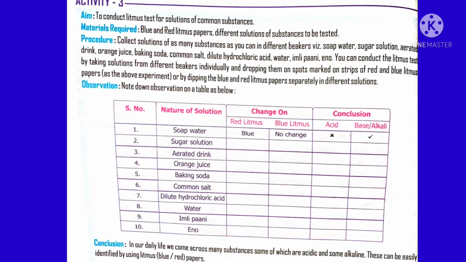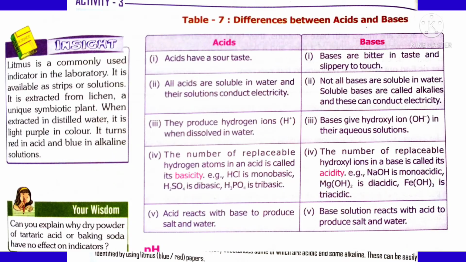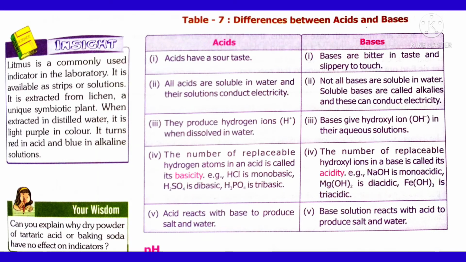Litmus exists either in solution form or in paper form. Now we are going to see the differences between acids and bases. Acids have a sour taste, whereas bases are bitter in taste, and slippery to touch. It slips like soap. While using soap, it slips from our hand. In the same manner, bases are also slippery to touch.